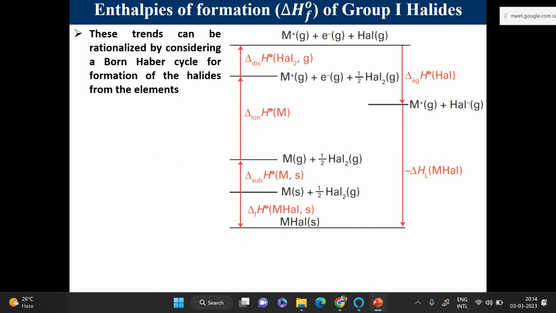So the answer lies in the Born-Haber cycle: when you construct a Born-Haber cycle for each of these, you can get the answer why this is happening. The trend is like this. So this is a Born-Haber cycle, a generalized one. Metal, metal gaseous, then the ionization enthalpy, dissociation of halogen.